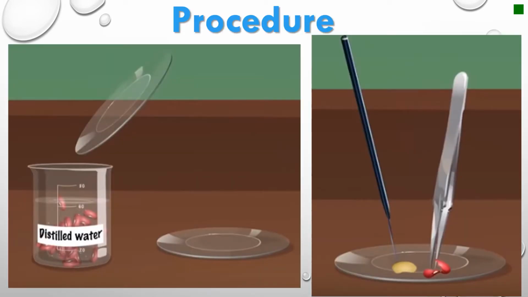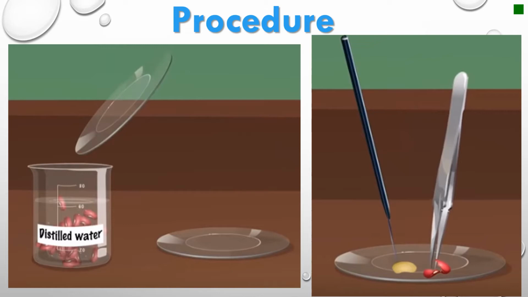From the previous lesson, we learned that seeds have different shapes, sizes, and colors. But all seeds have the same parts, and we are going to talk about them in this video. So you can choose any seed you want. For example, I take green beans. I place them in distilled water and leave them overnight.